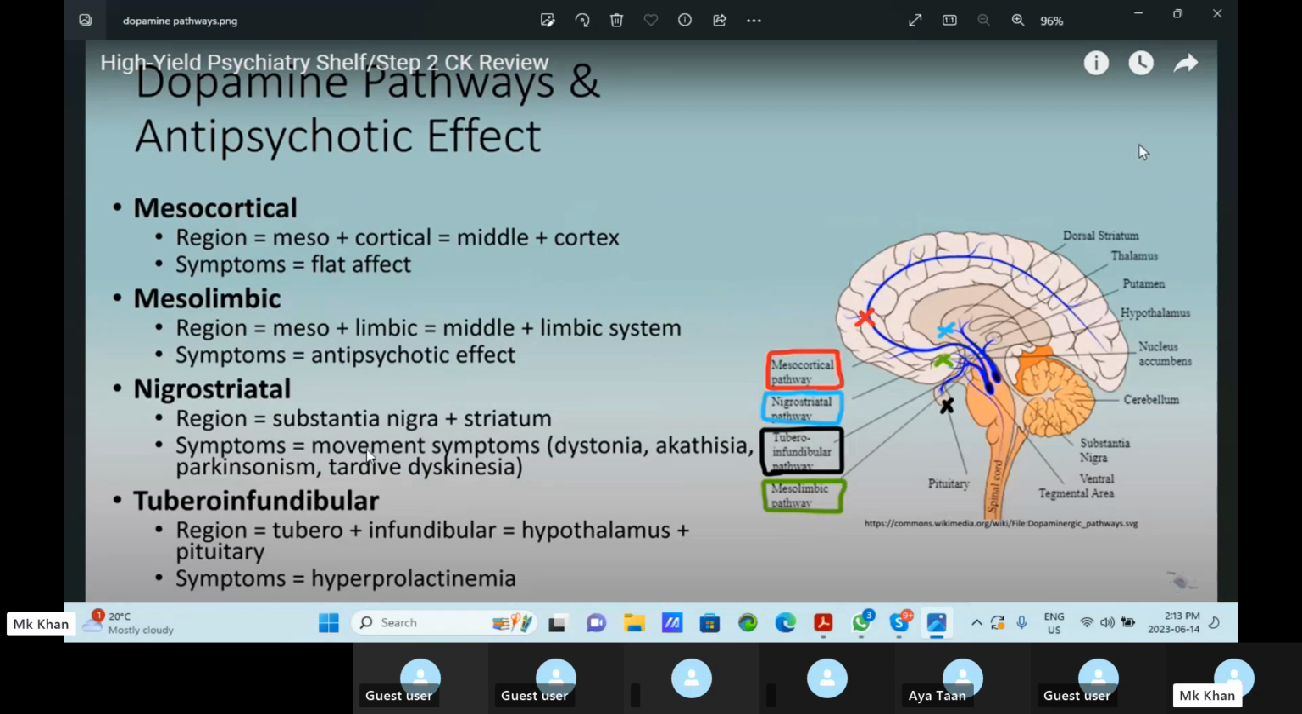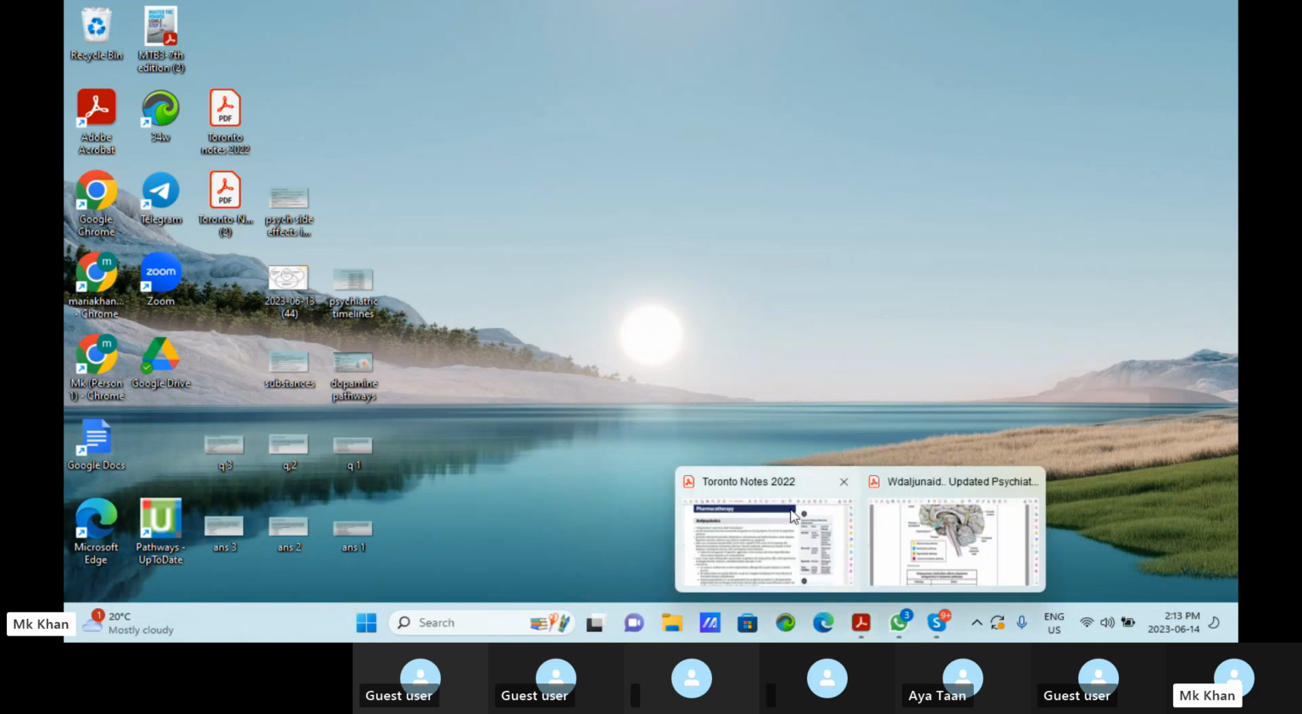And then the EPS system, all the movement system: dystonia, akathisia, Parkinsonism, and tardive dyskinesia. We will study all these in detail later on, but for now, all these symptoms are because of the antipsychotic effect on the nigrostriatal pathway. And the last one, the tubulo-infundibular pathway, is basically the hypothalamus and pituitary. We don't have to remember all these structures, but at least it's good to know the pathway and what the effects are. Hyperprolactinemia, that side effect, is on the tubulo-infundibular pathway. So this is just the basics.